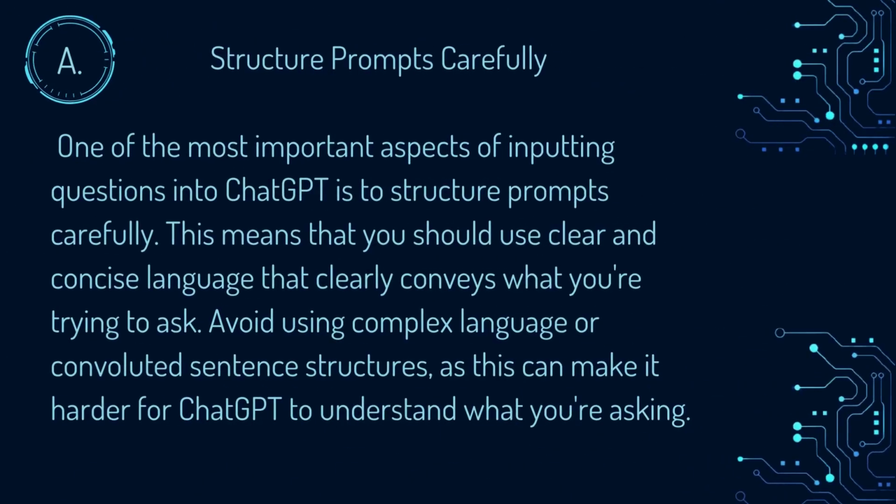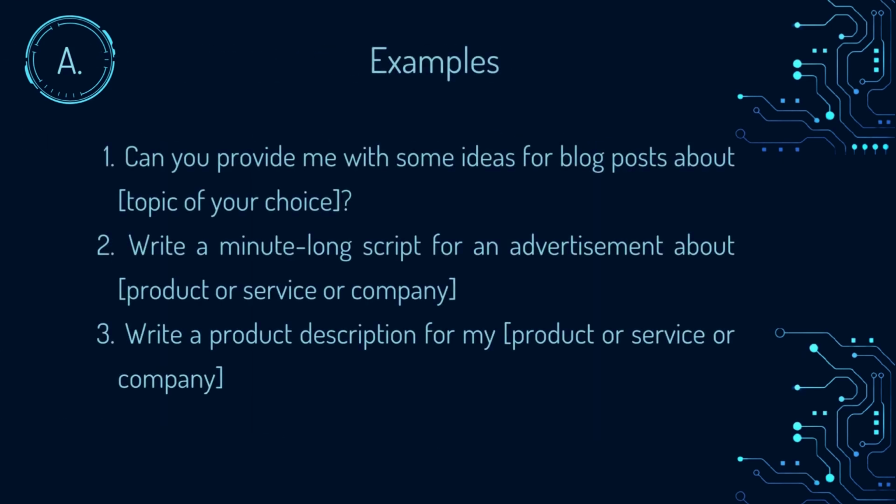One of the most important aspects of inputting questions into ChatGPT is to structure prompts carefully. This means that you should use clear and concise language that clearly conveys what you're trying to ask. Avoid using complex language or convoluted sentence structures, as this can make it harder for ChatGPT to understand what you're asking. For example, you can ask ChatGPT to provide you with some ideas for blog posts about the topic of your choice. Or write a minute-long script for an advertisement about a product or service or company. You can also ask ChatGPT to write a product description for your product or service or company.